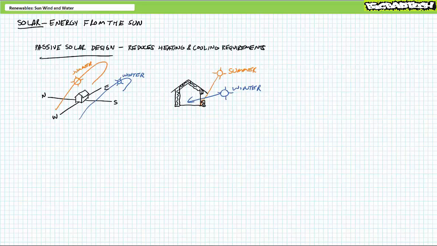Passive solar design. One of the simplest and cheapest ways you can heat your house in the winter and keep it cool in the summer is to point it towards the sun when it's cold and shield it from the sun when it's hot. In the northern hemisphere, the sun appears predominantly in the southern half of the sky.